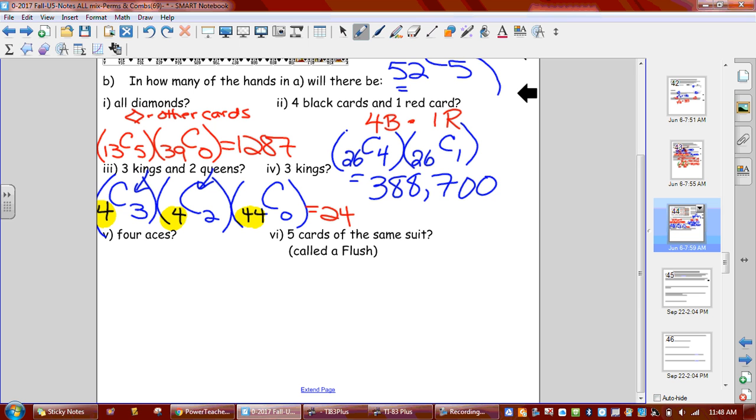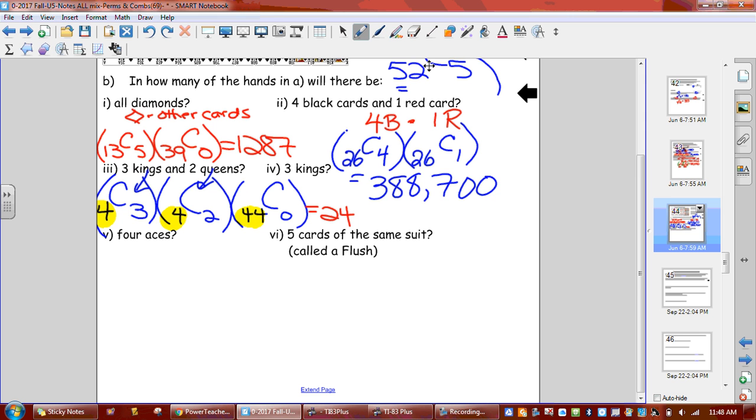Okay, 3 kings. What if I'm using just 3 kings? Well, remember, it's a 5-card hand. So if it's a multiple choice question, and they say, oh, 3 kings, you can't just go 4 choose 3. That's this guy right here, 4 choose 3 kings, if you're forgetting about the other 48 cards in the deck. You can't forget about them.